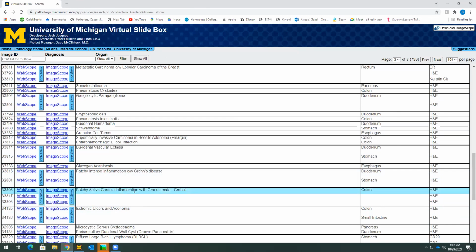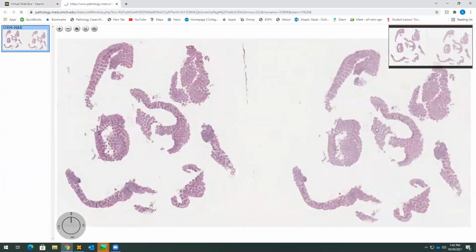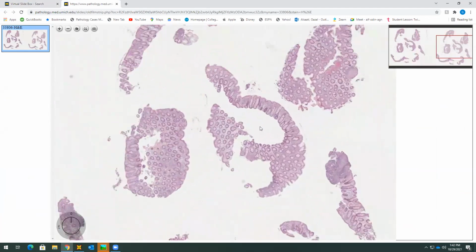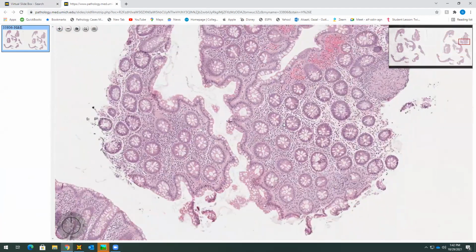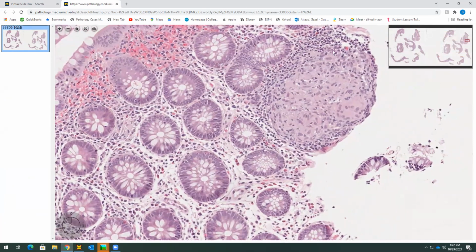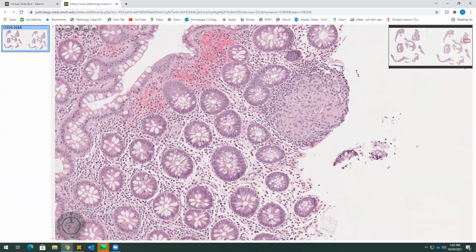Patchy active chronic inflammation with granuloma, that's Crohn's. Let's see. Nice, right? Colon with a nice epithelioid, well-formed, non-caseating granuloma. All that description goes down, right? That's a very nice, well-formed one.